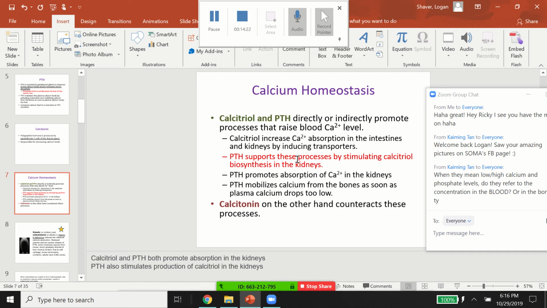And then calcitonin, on the other hand, like I said, is going to be doing the opposite of all this process of calcium transport, right? Because it's wanting to get rid of excess calcium. So how is it going to typically do that? It's going to be storing it in bone.